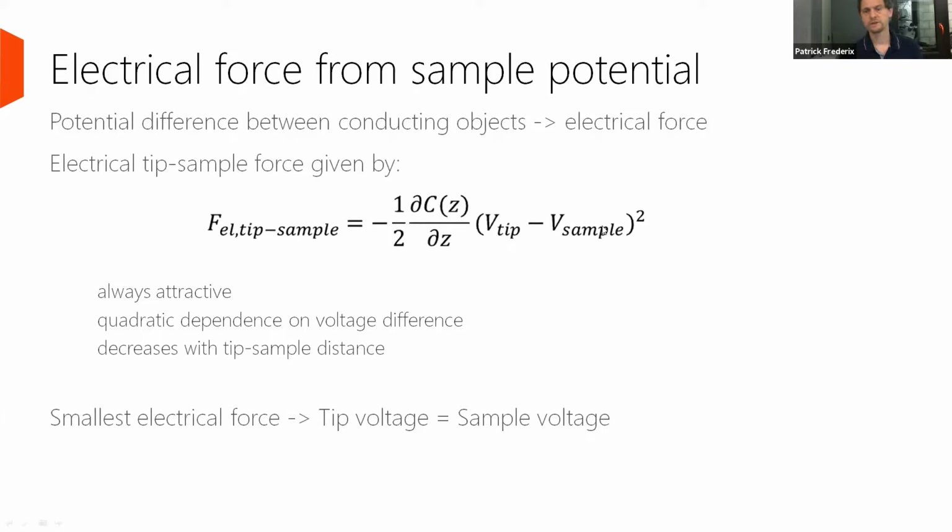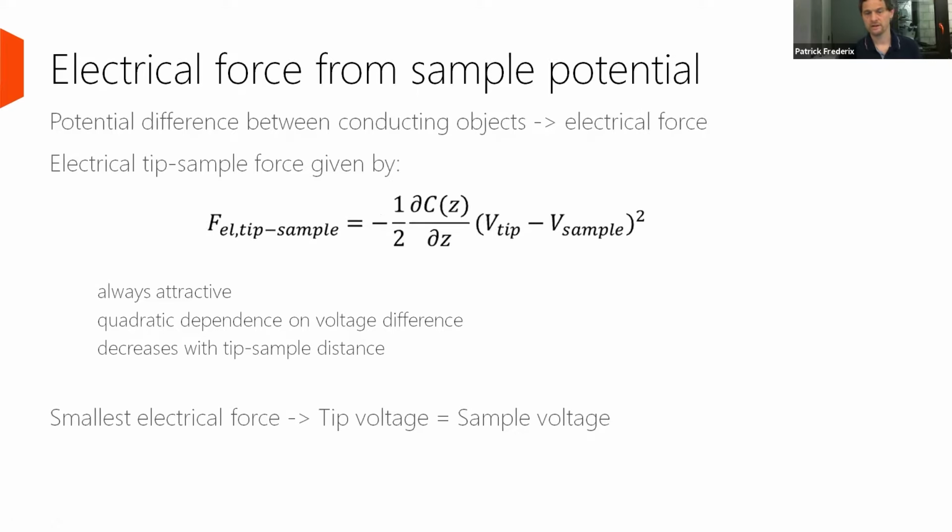What we can learn from this equation is that it depends on the difference in tip and sample voltage squared. That means it doesn't matter whether the tip voltage or the sample voltage is higher. And because of the minus sign, it's always an attractive force between the two metal bodies, unless there is no potential difference. Then the attractive electrostatic force is zero.